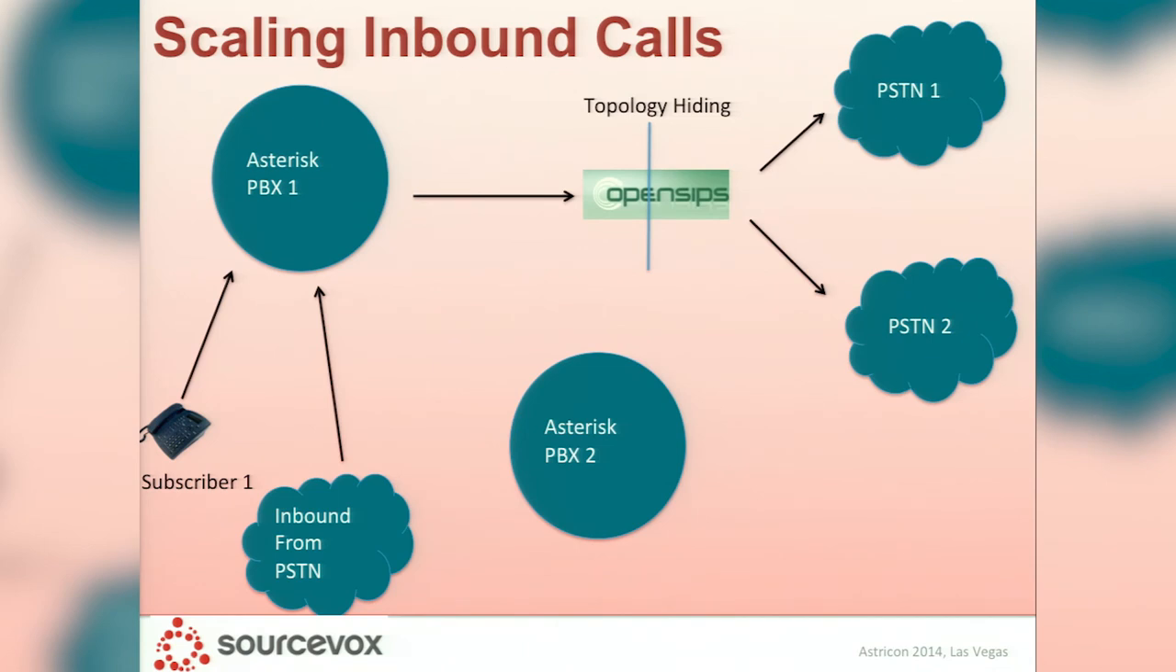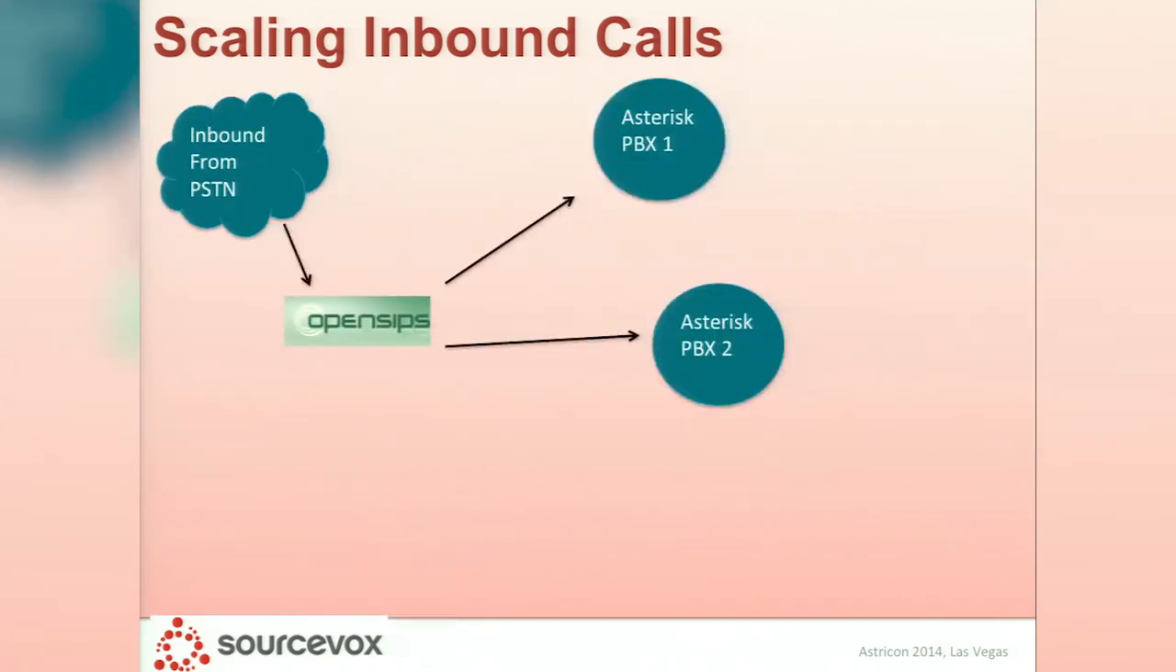Now, how do you add another Asterisk box? The calls from the PSTN are going to the first Asterisk box. How do we get the calls to go to the second Asterisk box? Well, the obvious answer is we use OpenSIPS again. So instead of the calls coming in directly to the Asterisk box, we now have the calls coming inbound from the PSTN directly to OpenSIPS. And then we can use the load balancing features.